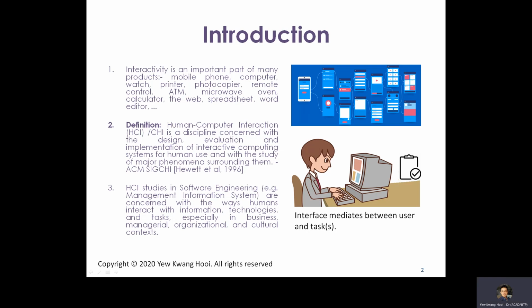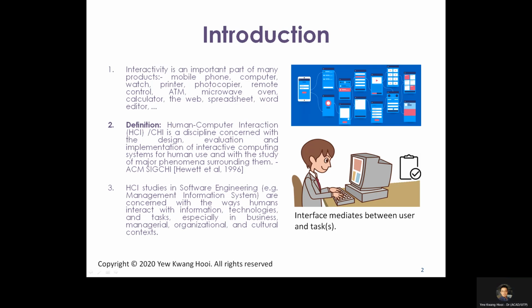What is human-computer interaction really? Or CHI, computer-human interaction. It is a discipline in the field of IT that is concerned with the design. Yeah, the keyword is design. And then evaluation and implementation of interactive computing systems for human use, and with the study of major phenomena surrounding them, according to ACM.